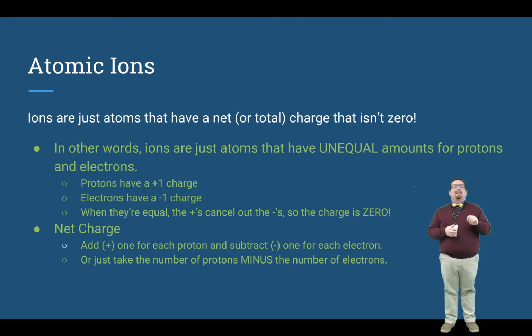So remember that protons are positive 1 and electrons are negative 1. There's two ways you could do the math to find the net charge of an ion. You could add 1 for every time you have a proton, because protons are positive, and then subtract 1 for every time you have an electron, because electrons are negative. Or you could just take the total number of protons minus the number of electrons. If you have more protons than electrons, then your charge will be positive. If you have more electrons than you do protons, then your charge will be negative.